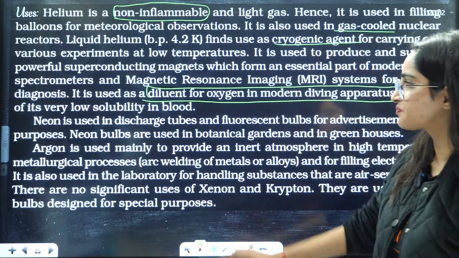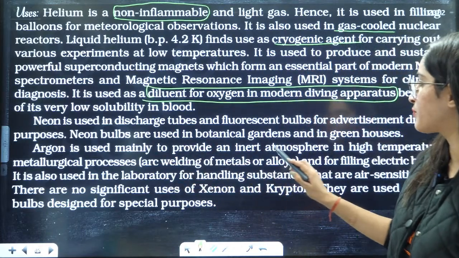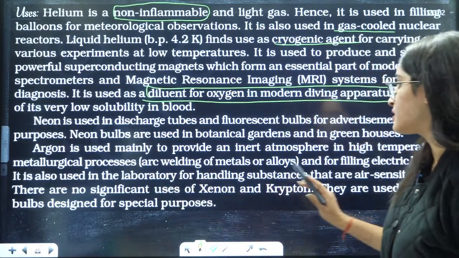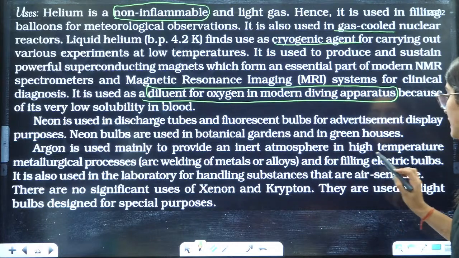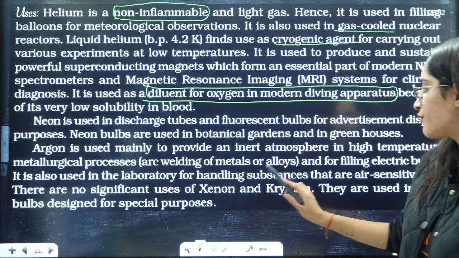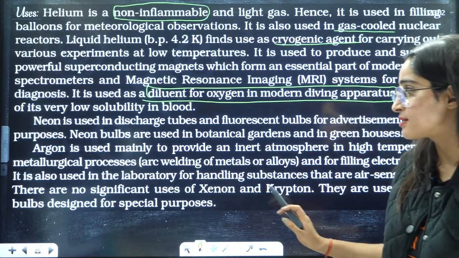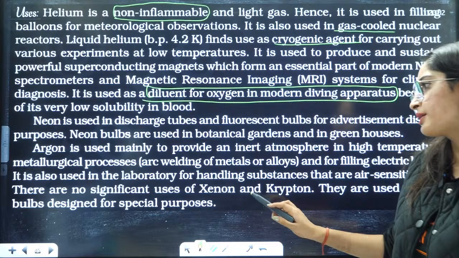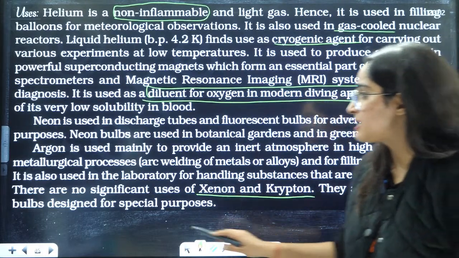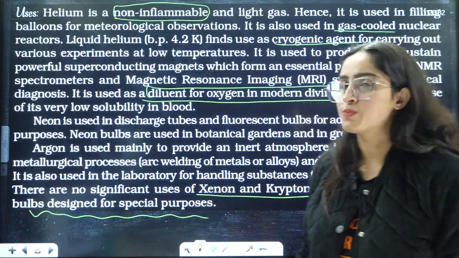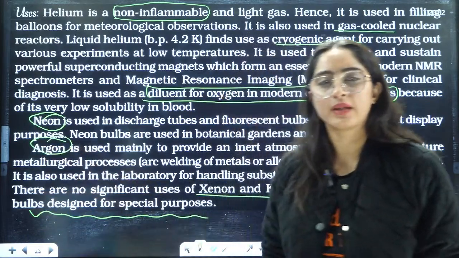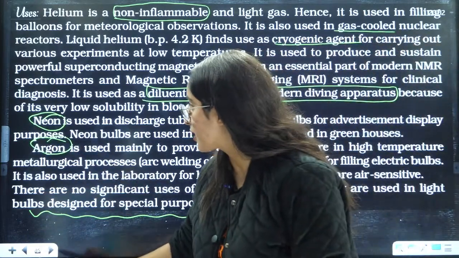That is a must. Argon is used mainly to provide an inert atmosphere in high temperature metallurgical processes, and for filling electrical bulbs. It is also used in the laboratory for handling substances that are air sensitive. There is no significant use of xenon and krypton. They are used in light bulbs designed for special purposes. So neon you know, argon you know, so that is the basic use of neon and argon.